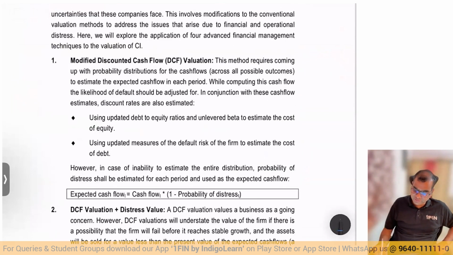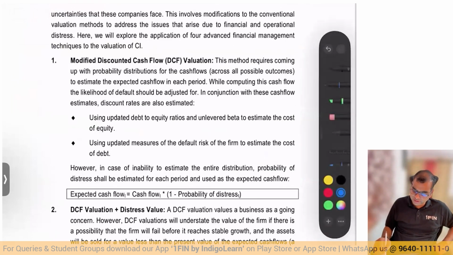Modified discounted cash flow approach. What is this modified discounted cash flow approach? This method requires coming up with a probability distribution for cash flows across all possible outcomes. So you take the probability distribution and estimate the cash flow in each period. While computing this cash flow, the likelihood of default should be adjusted in conjunction with this cash flow estimate. Discount rates are also revised.